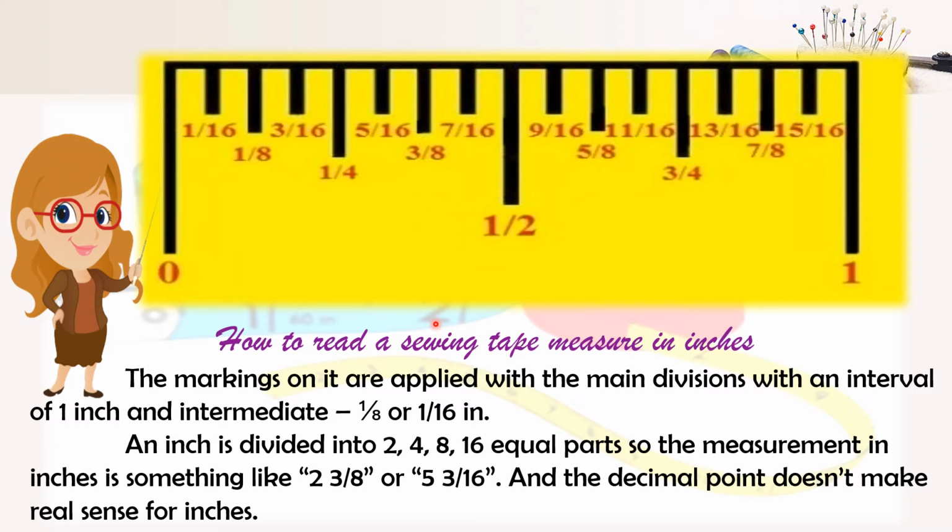An inch is divided into 2, 4, 8, 16 equal parts, so the measurement in inches is something like 2 and 3 over 8 or 5 and 3 over 16, and the decimal point doesn't make real sense for inches.